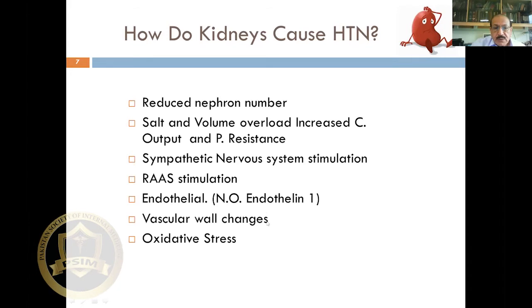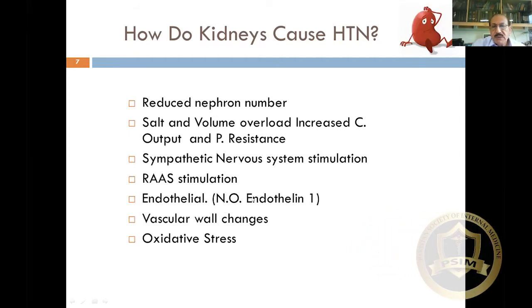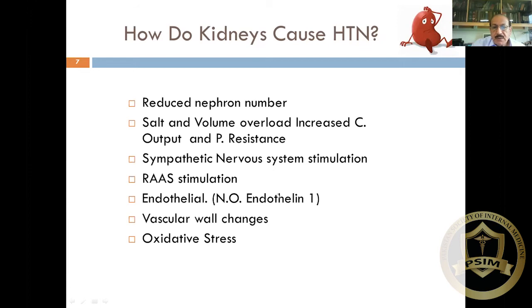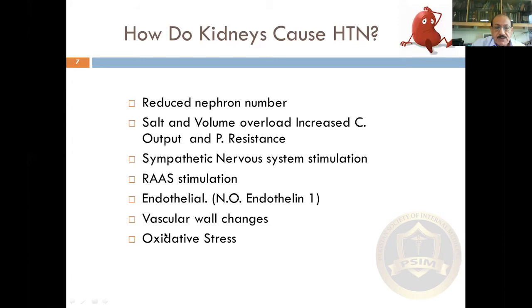Vascular wall changes, and Dr. Schulte has very nicely explained the role of the internal elastic membrane and the external elastic membrane. And of course, all these factors, the sympathetic nervous system, the RAS stimulation, the peripheral resistance, the nitric oxide release, which is vasodilatory, and the increased endothelin 1, all these cause intimal fibrosis and shrinkage. And then, of course, the oxidative stress. So there are multiple mechanisms by which the kidneys cause hypertension.